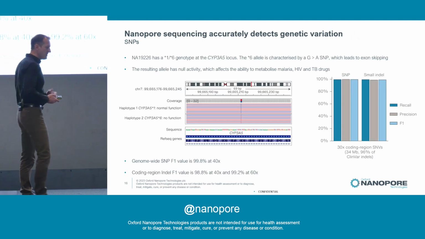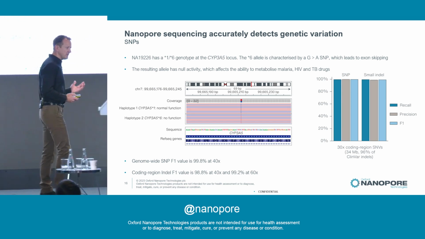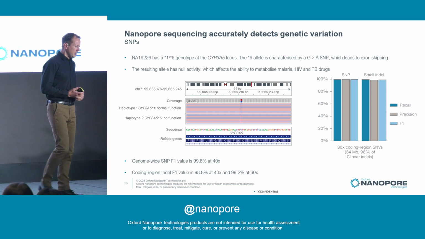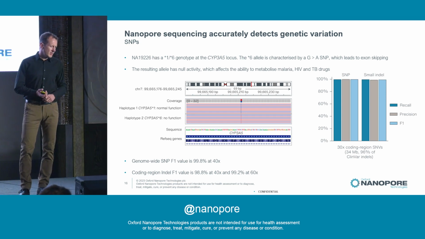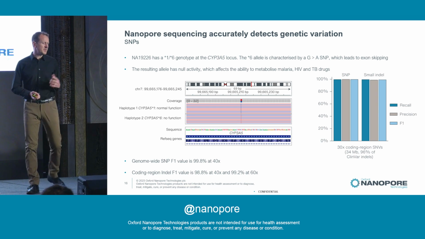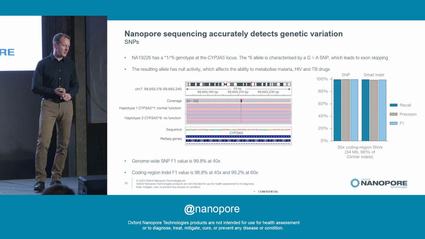So let's have a look at some. You know, we can capture all of the regions that we want to, but let's have a look at some of the variants that we are interested in. What I'm showing here is these are all 1,000 genome samples, which comes in again later. This is a sample called NA19226.